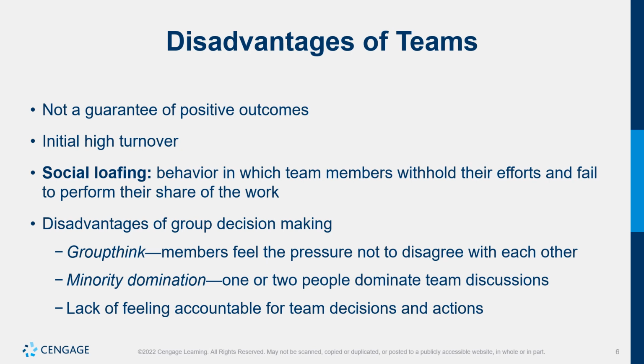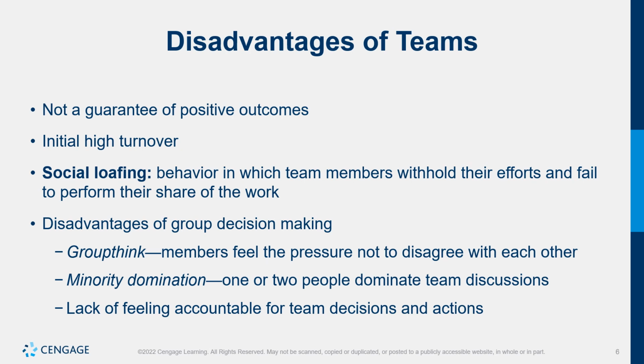Social loafing occurs when workers withhold their efforts and fail to perform their shares of the work. In groupthink, members of highly cohesive groups feel intense pressure not to disagree with each other so that the group can approve a proposed solution. Team decision-making takes a considerable amount of time, and team meetings can often be unproductive and inefficient.